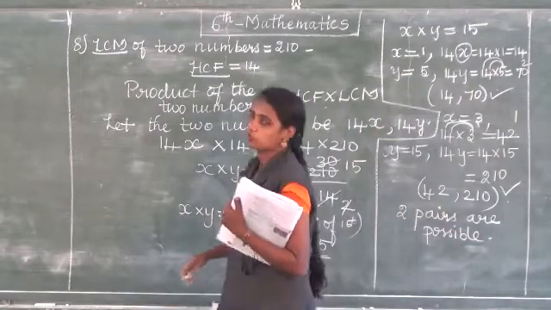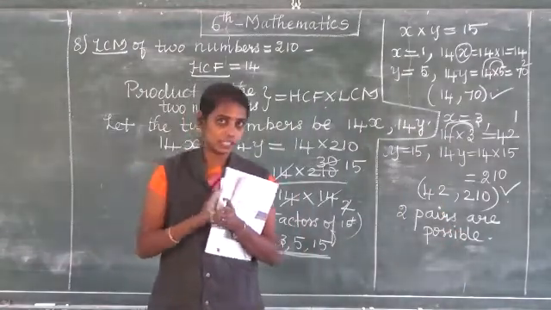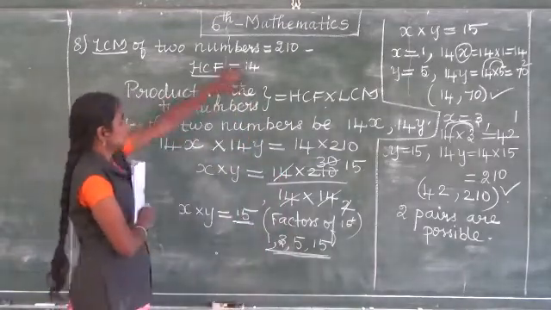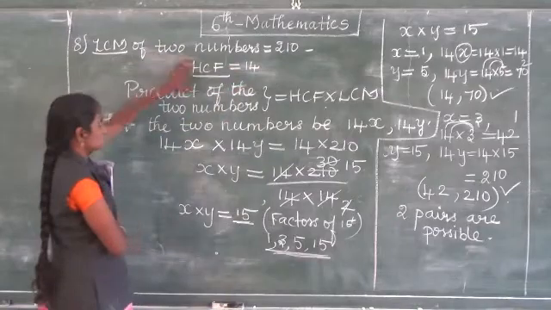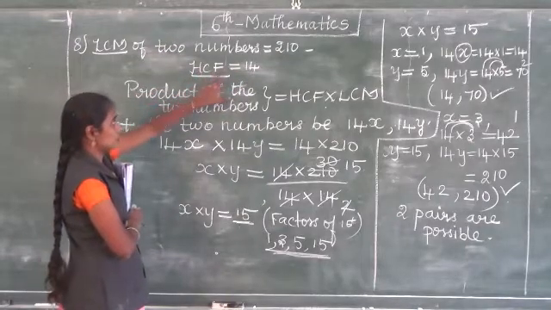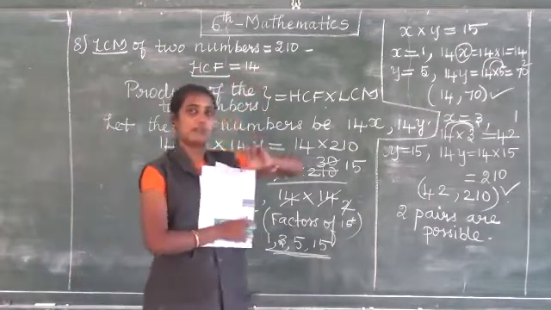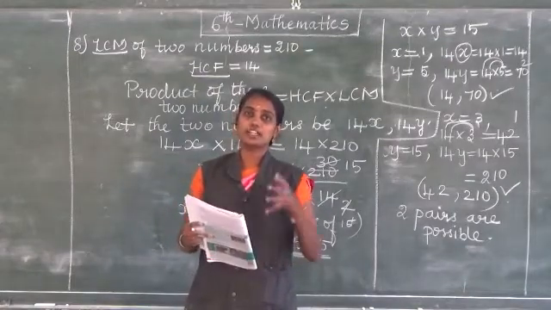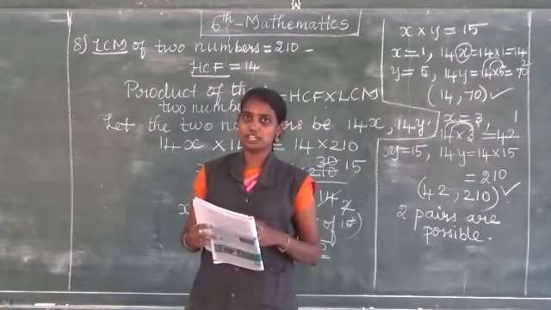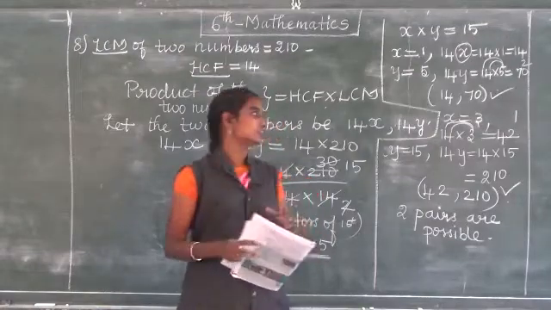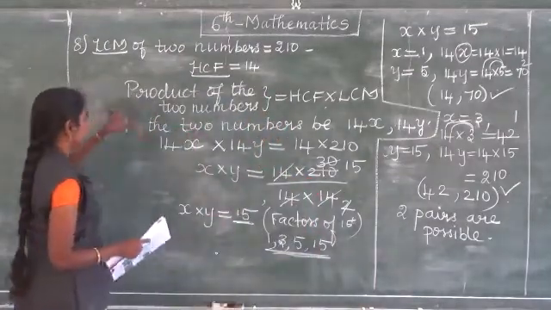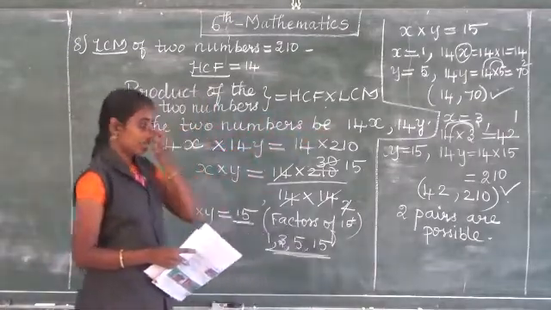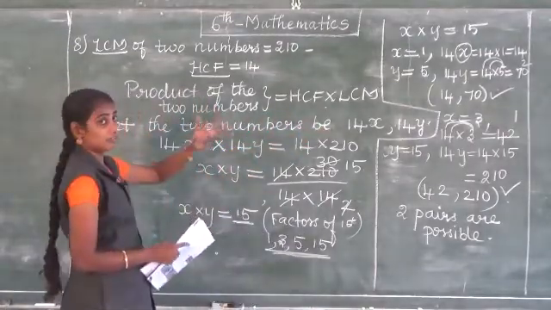Once again, listen to me, it is an easy concept. The LCM of the two numbers is 210. The HCF of the two numbers is 14. LCM and HCF are given, and we are going to find out what the numbers are. So the two numbers we don't know. We have the formula: product of the two numbers equals HCF into LCM. The product of the two numbers we don't know.